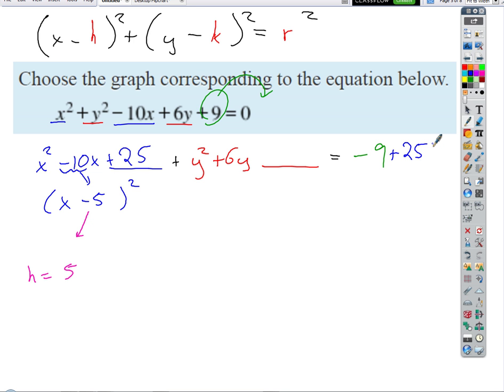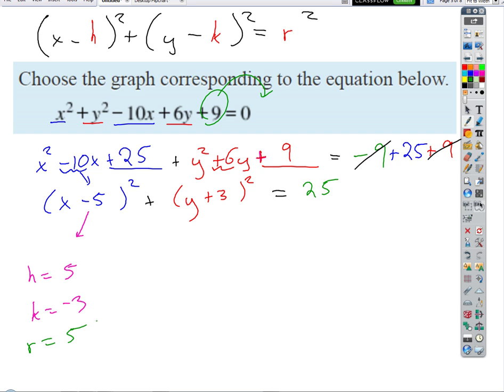Gotcha. Okay, good. What about the y's? Okay, so Hannah, what number am I going to combine with y? 3. 3, good. Half of positive 6 is positive 3, good. And so that's telling me then, what's k? Negative 3, very good, okay. And what number would we have to add to both sides to make that happen? 9. Good. And so that's leaving us on the other side then. Well, the negative 9 and the 9 cancel, and I just get a 25. So what's r? 5, good. So r is 5.